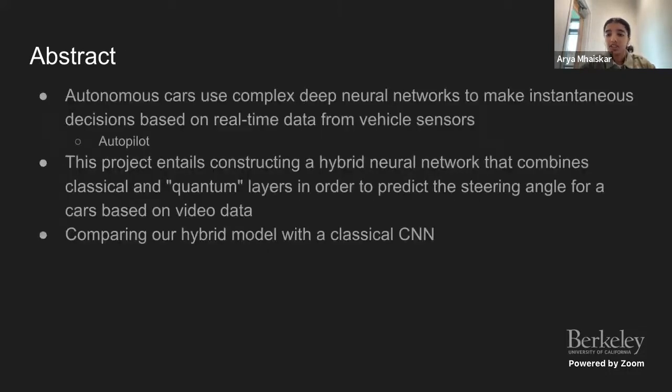So autonomous cars, such as those that Tesla Incorporated builds, have revolutionized the automotive industry by leveraging complex deep neural networks. These networks enable the cars to make instantaneous decisions based on real-time data collected from various sensors installed on the vehicle. This advanced technology allows autonomous cars to navigate roads, detect obstacles, and respond to traffic situations without human intervention. One major feature of autonomous driving systems is the autopilot, the ability to control the steering angle of the vehicle relative to the road.